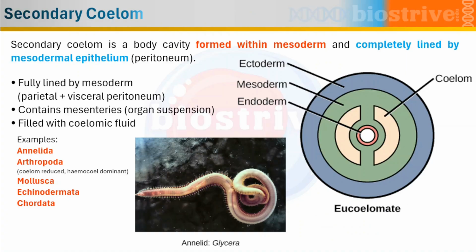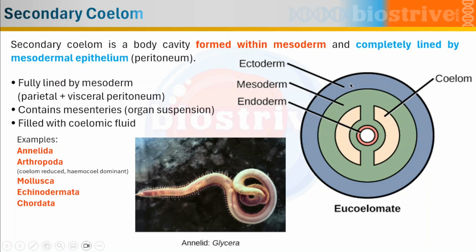Now let's talk about secondary coelom. If I'm saying secondary coelom, I'm talking about the developmental perspective, and if I talk about the structural perspective, I will have to say it as only coelom or eucoelom, or eucoelomate body plan. So secondary coelom is a body cavity which is found within mesoderm. It is found within mesoderm, so it is lined by mesoderm from all the sides.